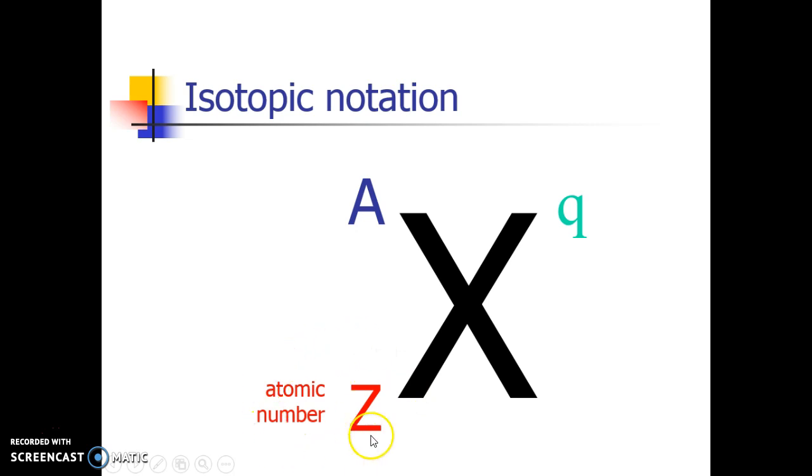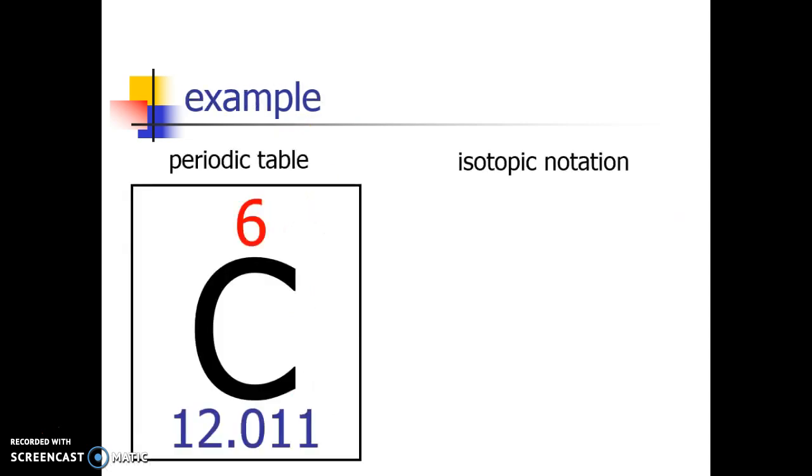Z represents the atomic number, A represents the mass number, and Q represents the charge. So you may or may not see a charge in isotopic notation. If the atom doesn't have a charge, there's not going to be anything there. But in isotopic notation, you will always see these 2 numbers, the mass and the atomic numbers. All right, so what does that mean?